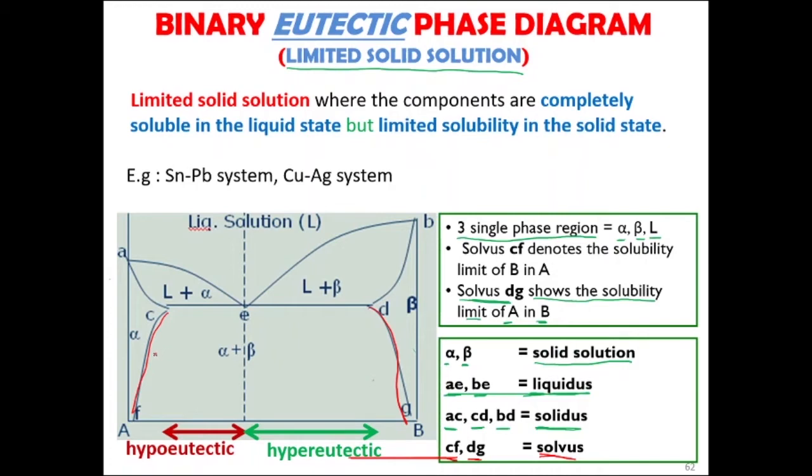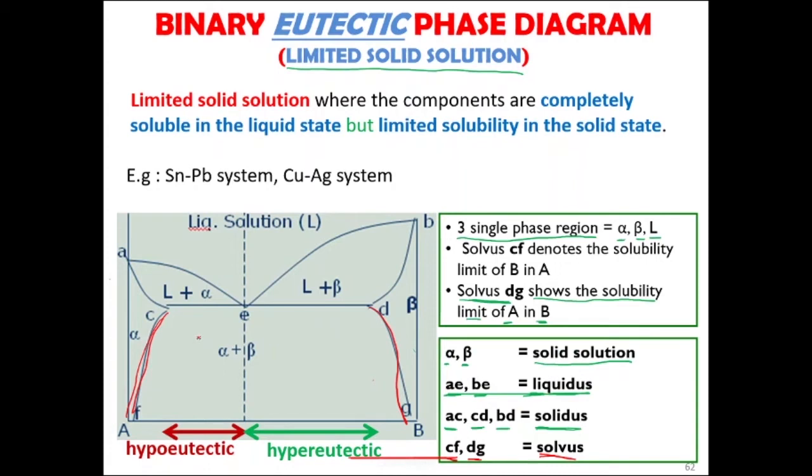Solvus line is only available in limited solid solution. You cannot find a solvus line in a no solid solution system. Solvus line means the line that separates the completely soluble region from the separate solid state region. For example, over here, when we mix A and B, it will form solid alpha.